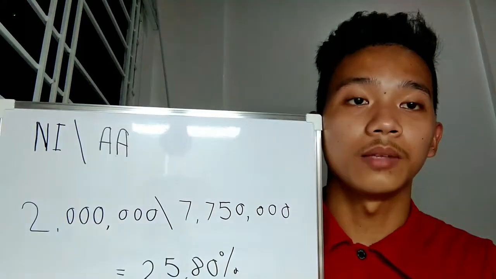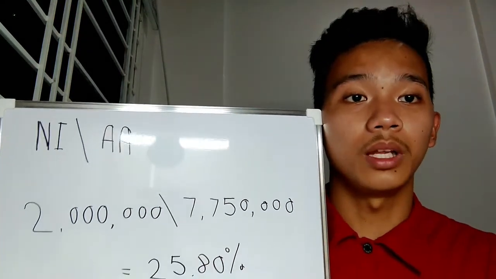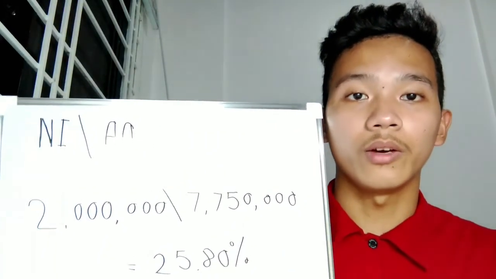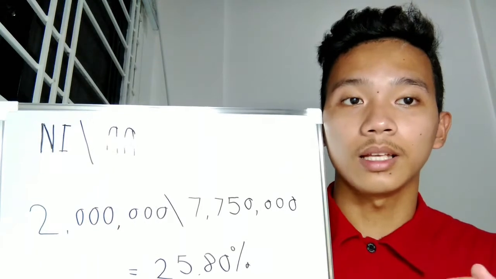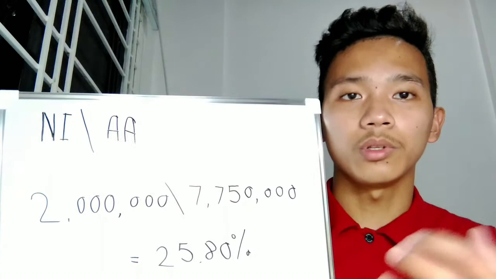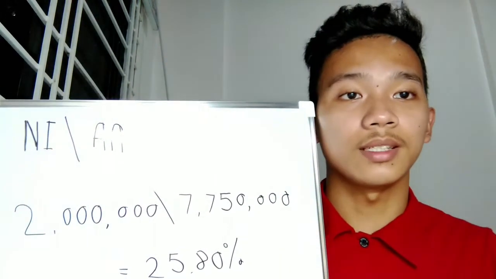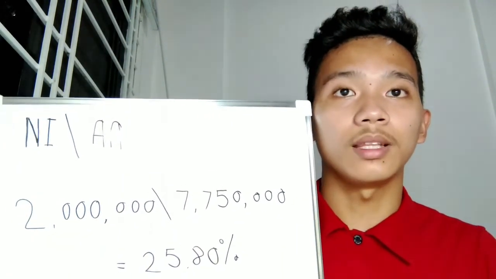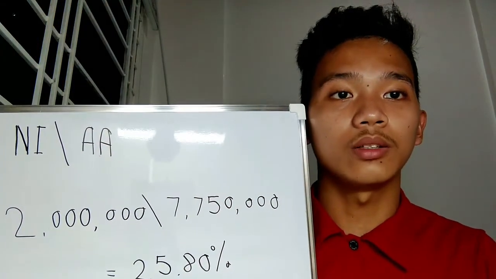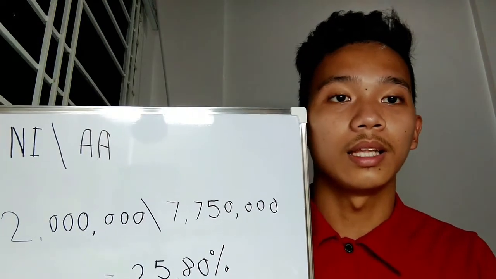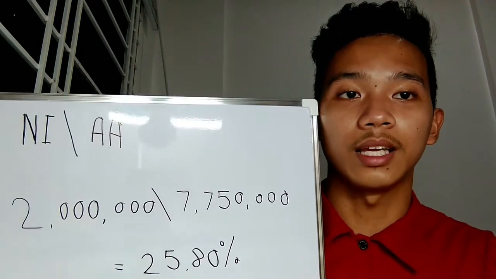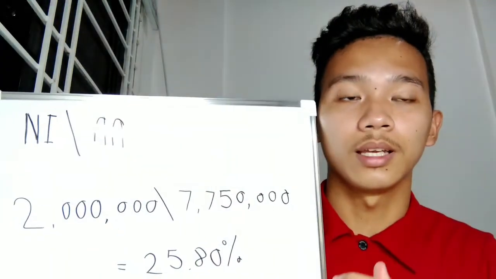Our next formula is for ROA, or return on asset. This formula helps us determine the profitability, or the ability of the company to earn profit. The formula for ROA is net income divided by average asset. So what is average asset? To get the average asset of the company, you need to get the total asset for the year 2020 and the total asset for the year 2019, then add them, then divide by 2. That's how you get the average asset that you use for this formula.